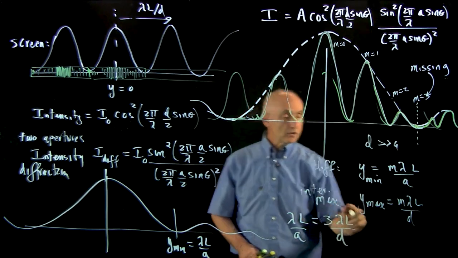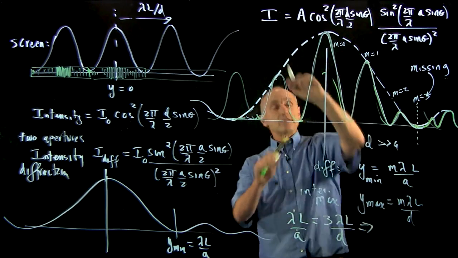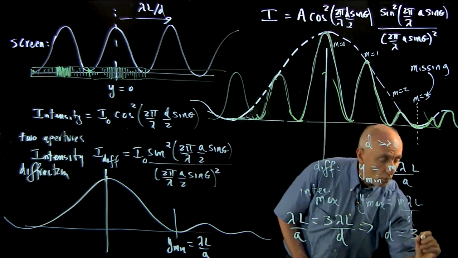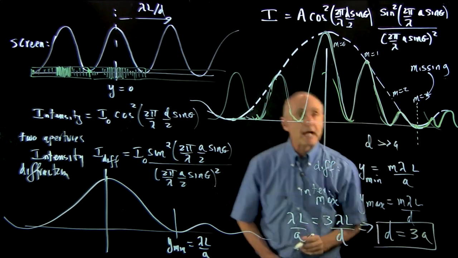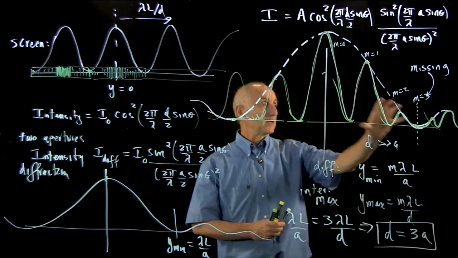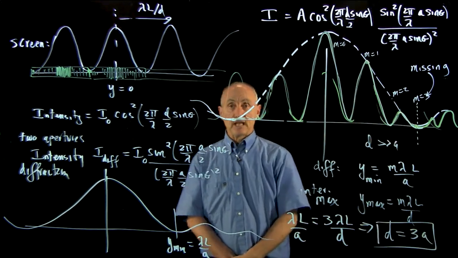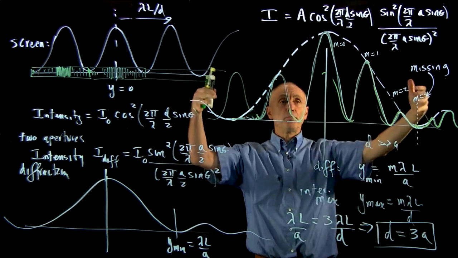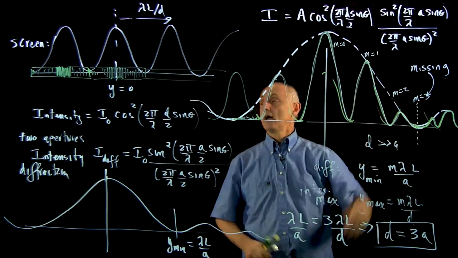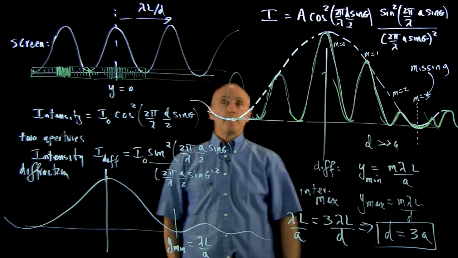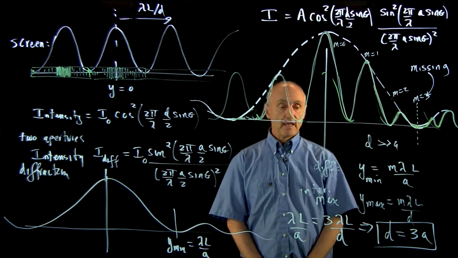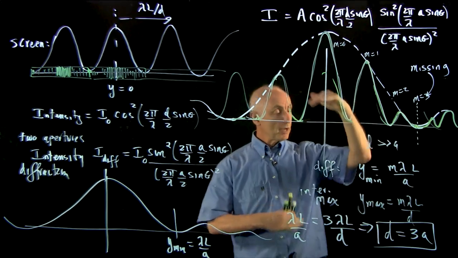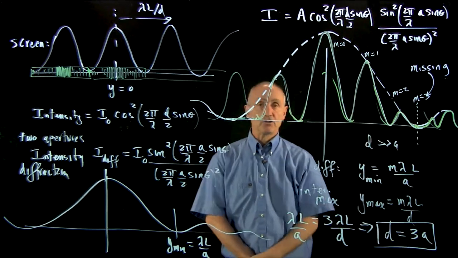And so we can conclude that the distance between our two apertures is 3 times the width of a single aperture by analyzing this intensity pattern. And that's combining the diffraction envelope with the interference pattern of intensity. And that's how we can determine the relationships of distance between the apertures and the size of each individual aperture.